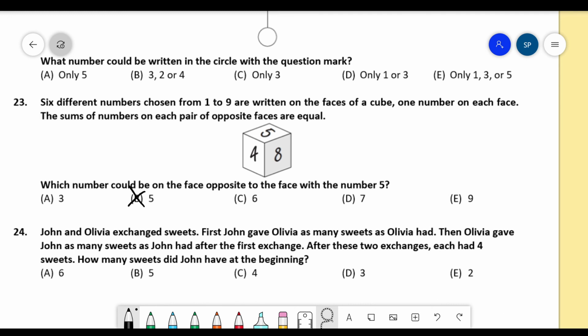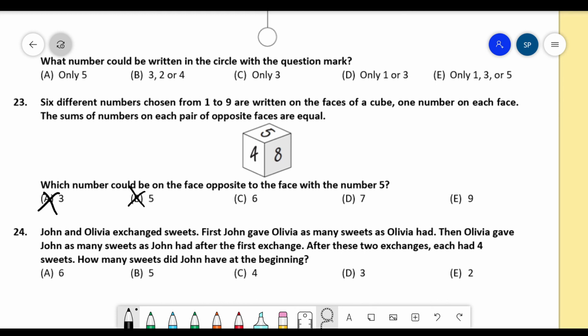With that, we only have 4 options to look at. So let's see. If 3 is on the opposite, that means 5 plus 3 equals 8. That means for 8, there has to be a 0 on the other side, so 8 plus 0 is 8. And it says 1 to 9, not 0 to 9, so that's not possible. Either way, 4 plus 4 is 8, and as I said, a cube cannot have two sides with the same numbers, which means that A is wrong.